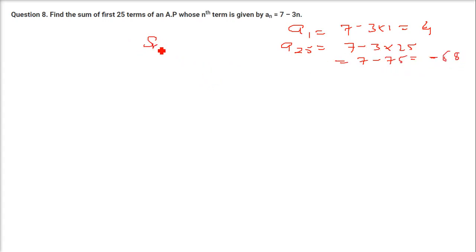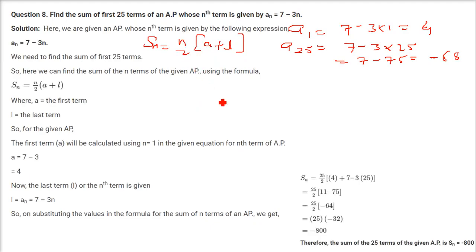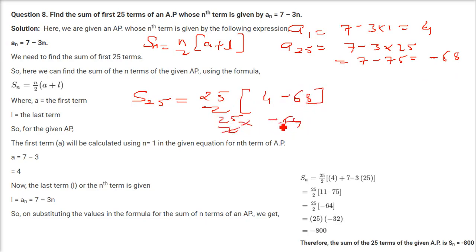Now I'll use the formula Sn equal to n by 2 into a plus l. So n is what? Here 25, so 25 by 2, since we are finding S25. a plus l, that is 4, and l is minus 68. So 4 minus 68 is minus 64. 25 by 2 into minus 64, this is going to be minus 32. Minus 32 into 25 is minus 800. This is the result.